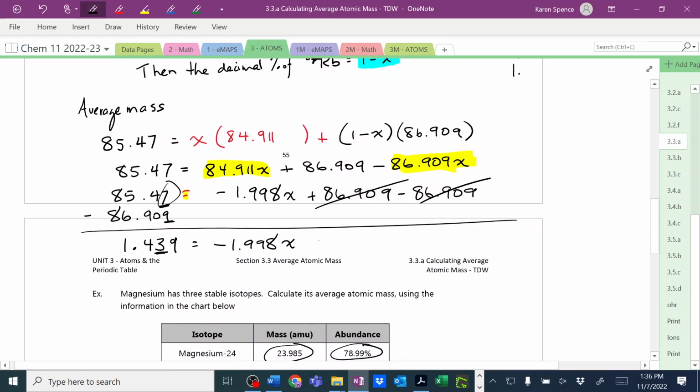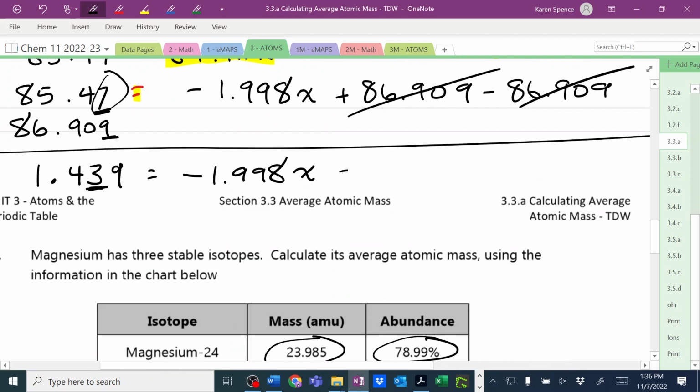And then x is equal to 1.439 divided by, or sorry, this was negative, right? Yes. So then I can get rid of both my negatives, because I don't want them. 1.439 divided by 1.998 is 0.7202, to only 3 sig figs though, because this only had 3 sig figs.